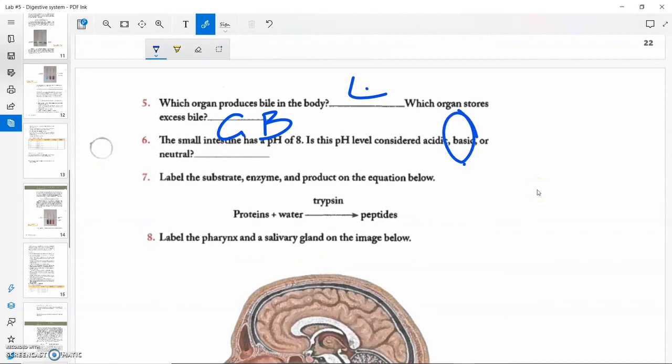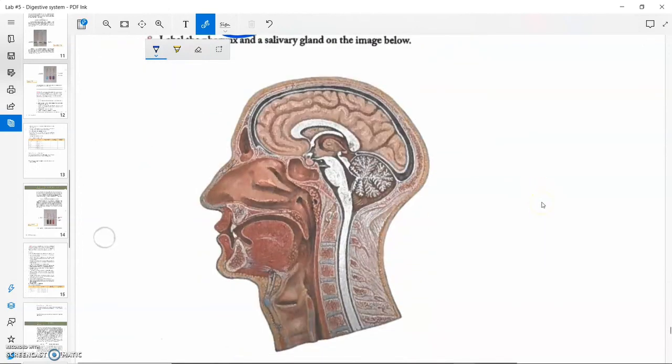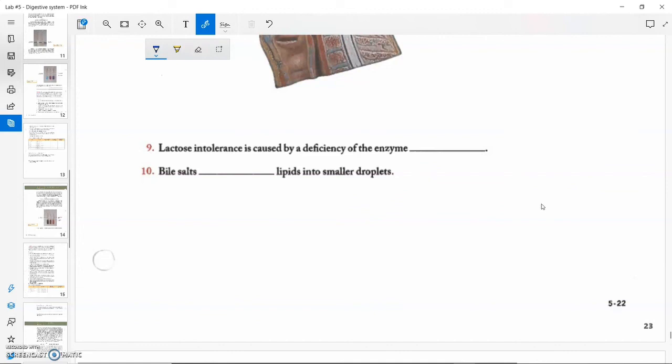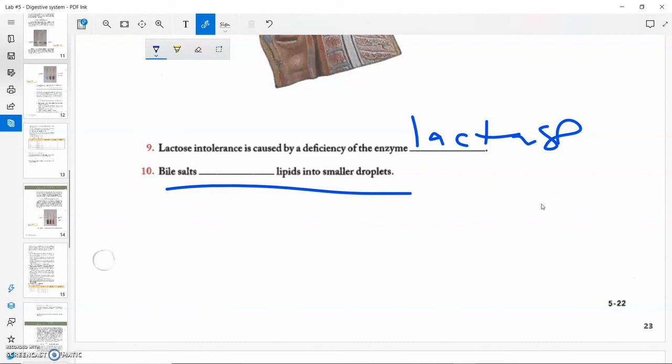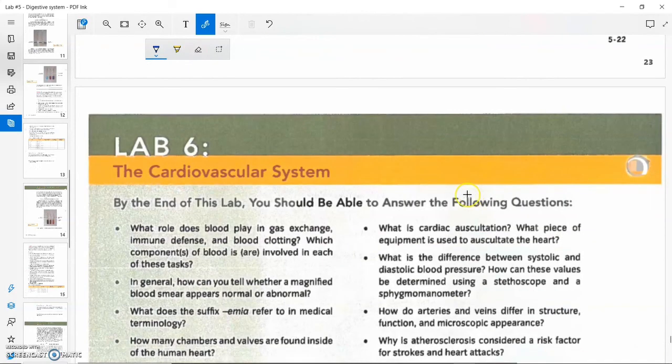That's basic. The substrate is proteins here. The enzyme is trypsin. The product is peptides. Pharynx, somewhere here. That's oropharynx, for instance. Salivary gland here. You can't really see any. Those are tonsils, so not salivary gland. Lactose intolerance is caused by deficiency of lactase. Bile salts emulsify lipids into smaller droplets.